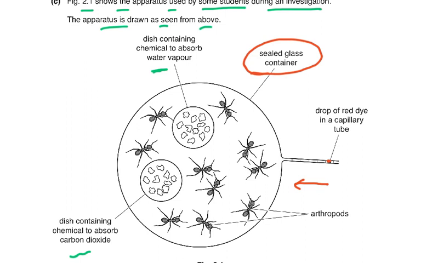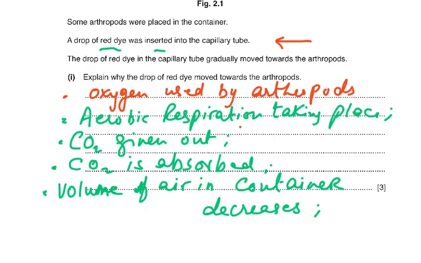And the volume of air in the container would decrease, so this would create a pressure difference. And that is why pressure in the container would decrease, and then this bubble would be moving towards the arthropods. The fact that this was a sealed glass container, so they've just changed the apparatus of a respirometer into something different, and they expected you to be answering this question. As I'm saying, it is oxygen used by the arthropods and aerobic respiration taking place, carbon dioxide given out, carbon dioxide is absorbed, and the volume of air decreases, so pressure in the container decreases, and that of course.